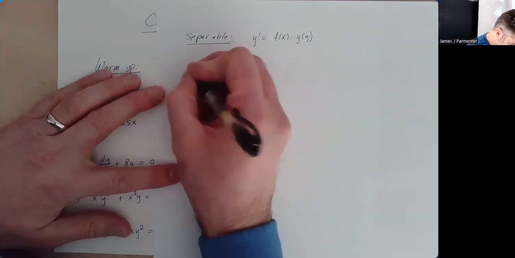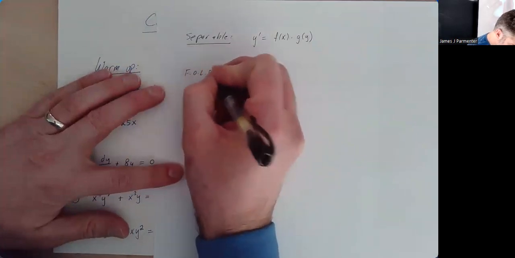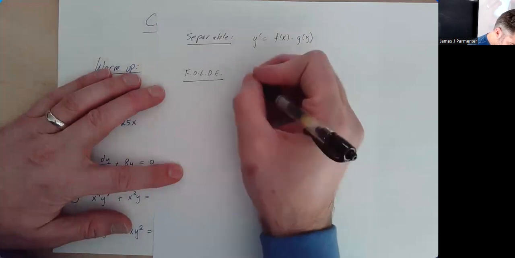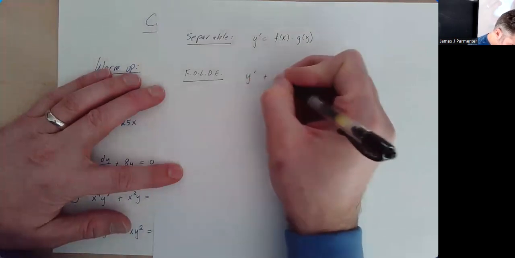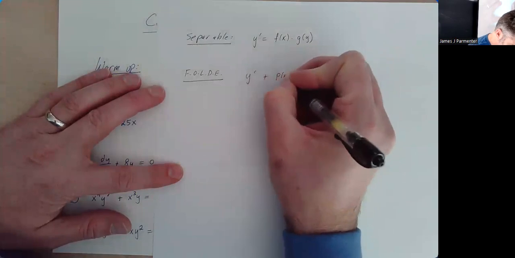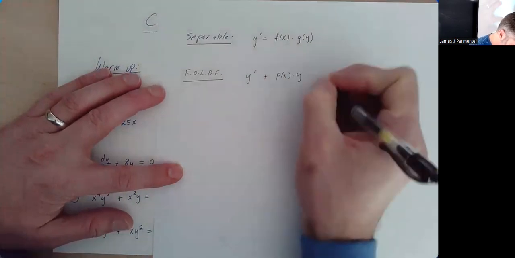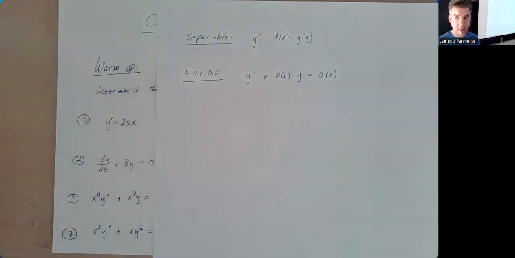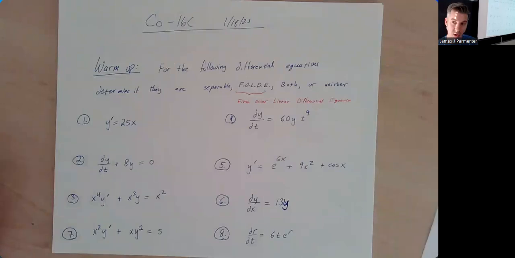To be a first order linear differential equation, you have to be able to write it as y prime plus a function of x times y to the first equal to some other function of x. Also, for those of you watching the video, you should definitely stop, work on these questions, determine if they are separable, first order linear, neither or both, and then watch the rest.